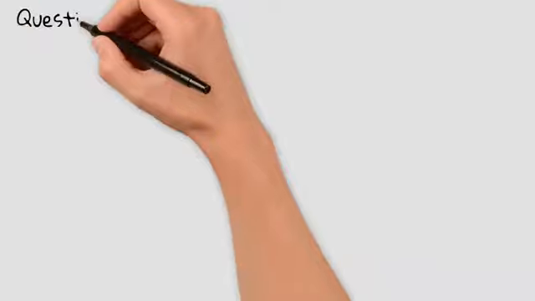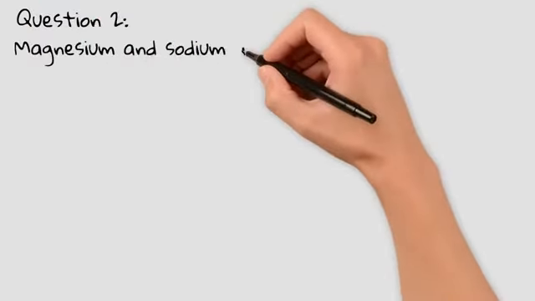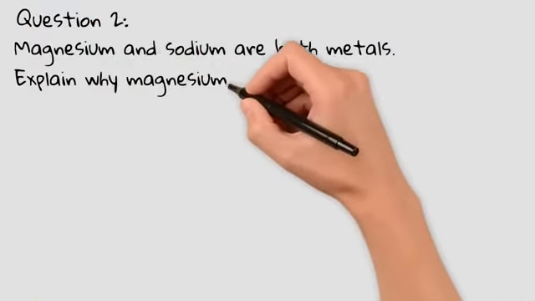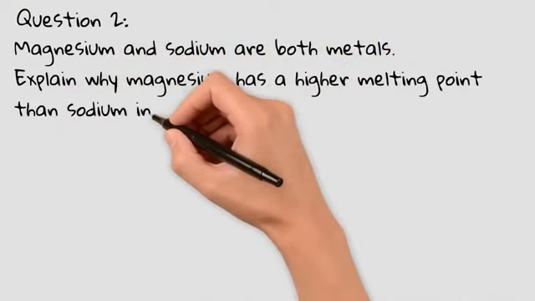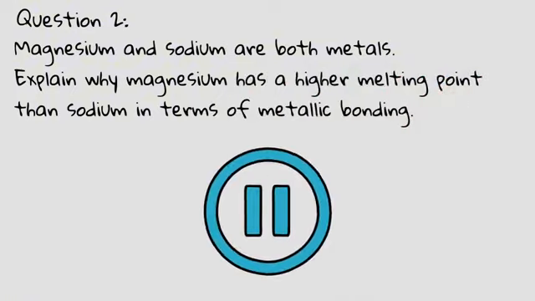Question 2. Magnesium and sodium are both metals. Explain why magnesium has a higher melting point than sodium in terms of metallic bonding. Pause the video and give it a try.